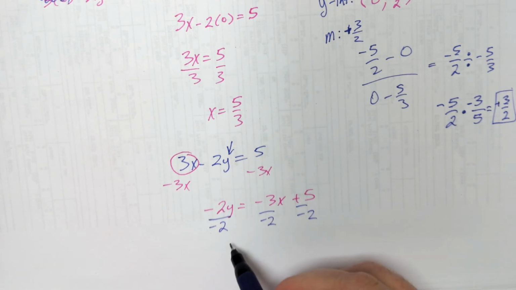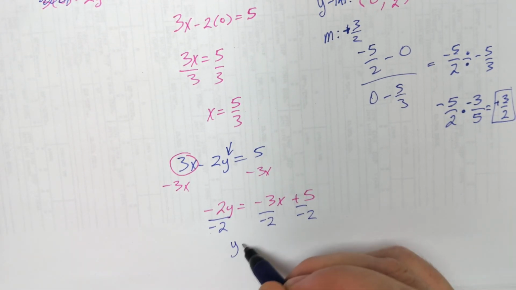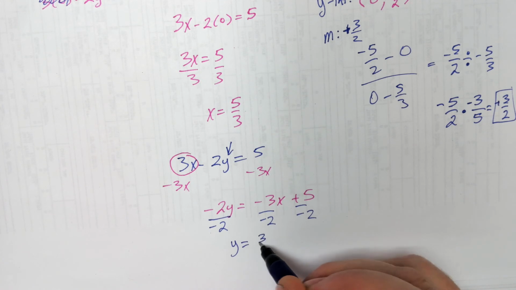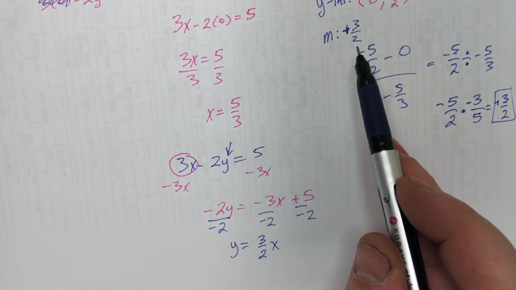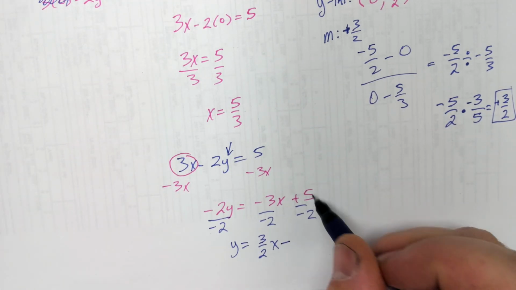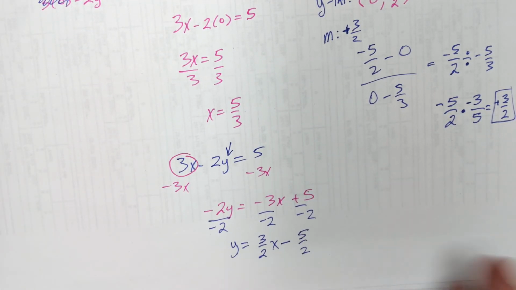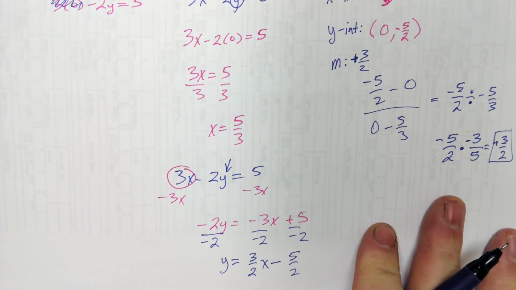And here's what we get. Negative divided by negative is positive. 2 divided by 2 is 1, right? Negative divided by negative is positive. And we just said the slope was 3 over 2, right there, you see? And then our y-intercept, that's negative 5 over 2. And we also said that just a minute ago right here.